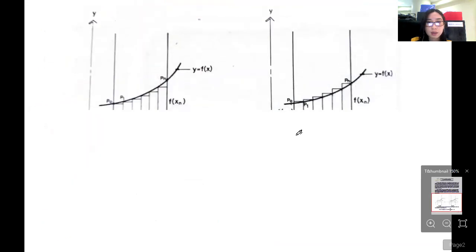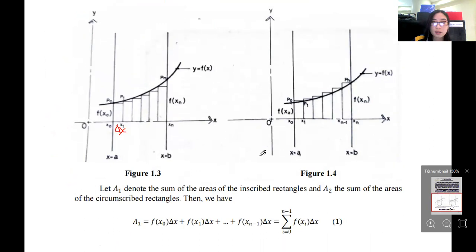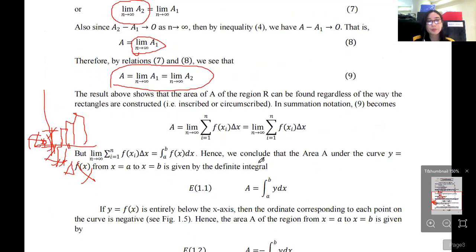Okay, balikan na nato. So, mao ni siya, this one is our delta x. Then kini siya mao ni atong f of x sub i. Okay, so length times width rin siya. Kung, di ba, atong area sa rectangle is length times width. So, length times width, tapos summation lang nato itong tanan ng mga rectangles under the curve.